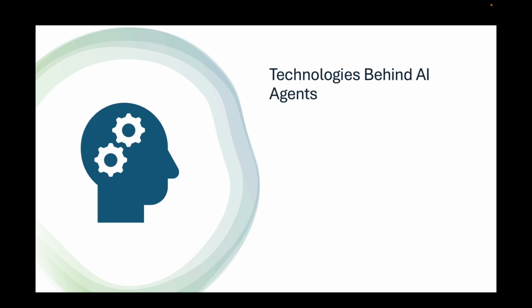Technologies behind AI agents. 1. Machine learning, ML. AI agents often use ML algorithms to learn from data, adapt to new situations, and make predictions or decisions. Techniques like reinforcement learning are critical for agents that need to learn from trial and error, e.g., robots and game-playing agents. 2. Natural language processing, NLP.